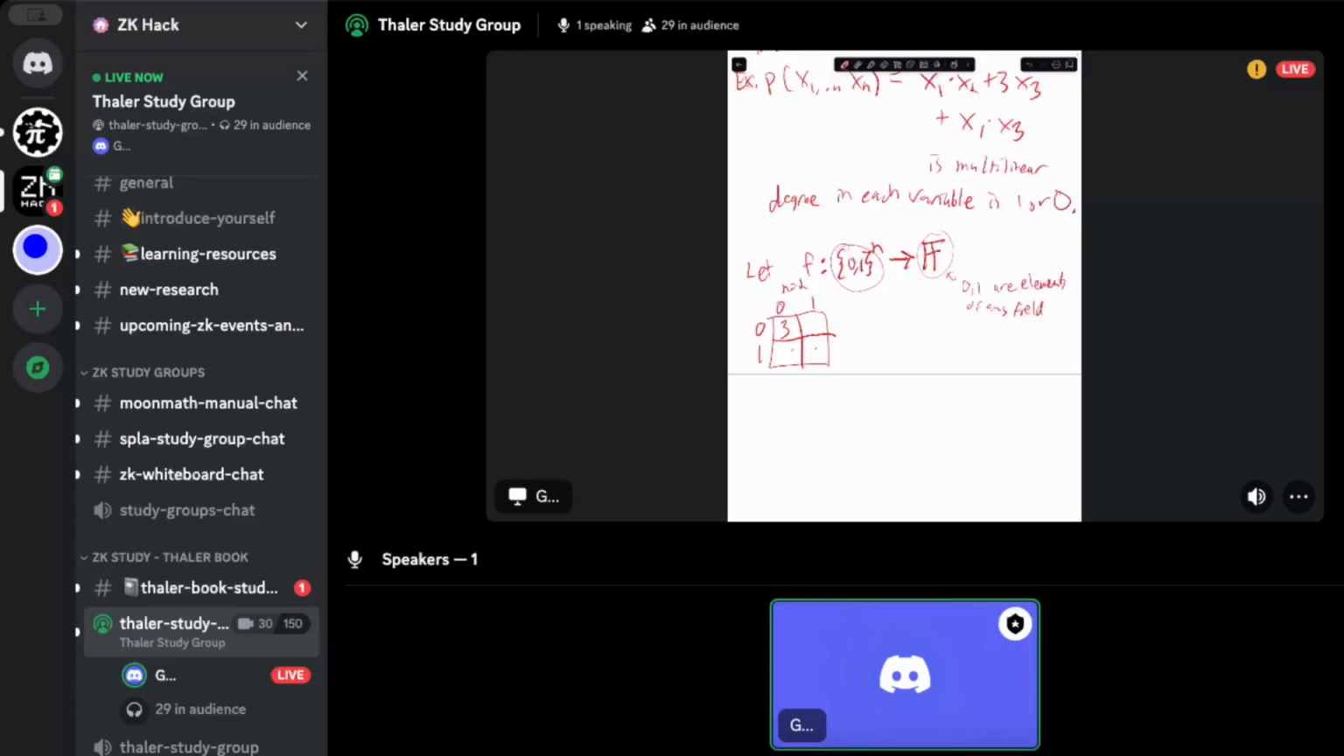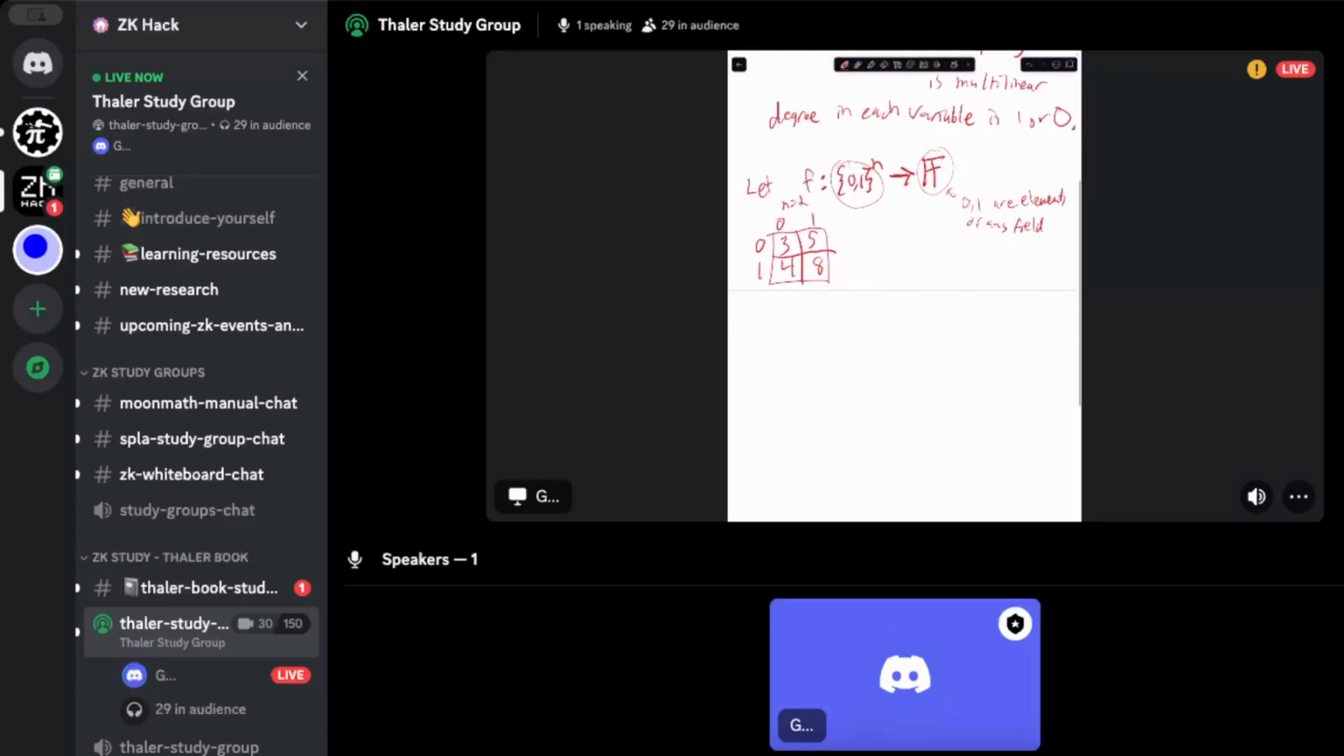f of (0,1) is 5. f of (1,0) is 4. And f of (1,1) is, I don't know, let's say 8. Okay, so f is just a function mapping bit strings to field elements. That's it. And here's a simple fact.